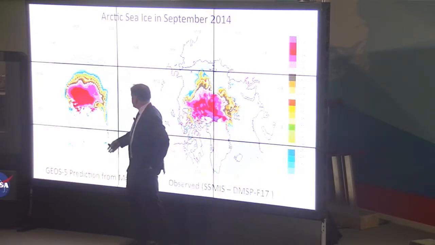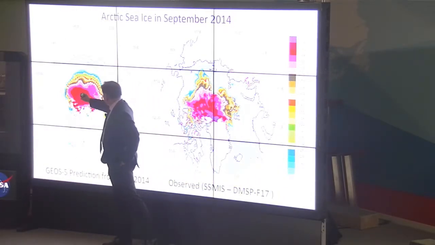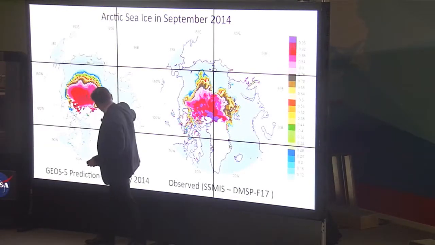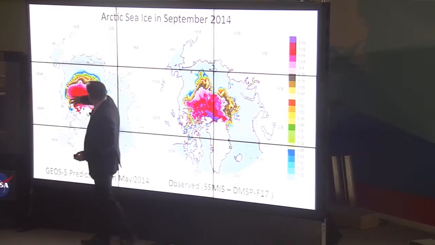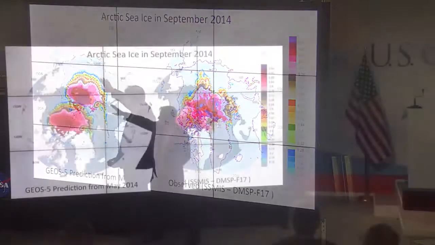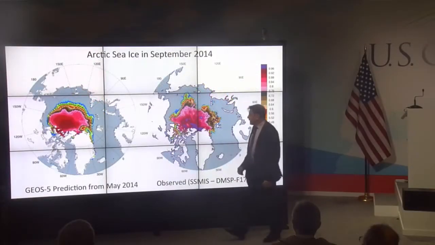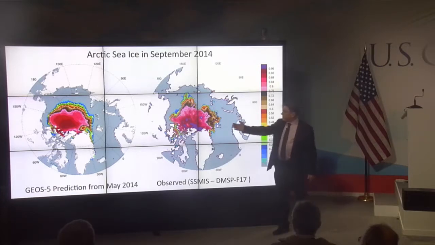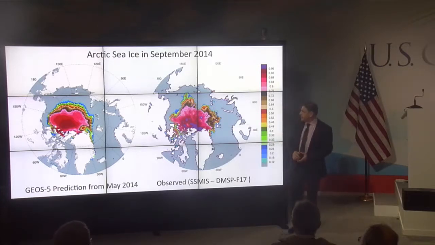And this is the prediction here. You can see basically dense ice in the center of this ice sheet. Here's Greenland, but then there's no ice around the entire ocean area north of Siberia and Canada. And in terms of the observation, you can see a similar ice extent.